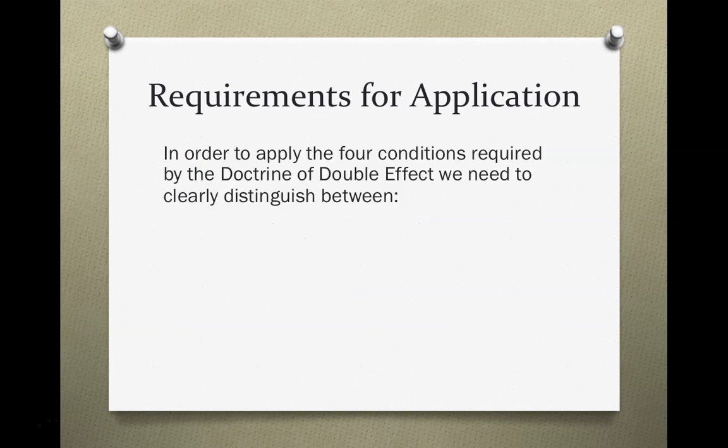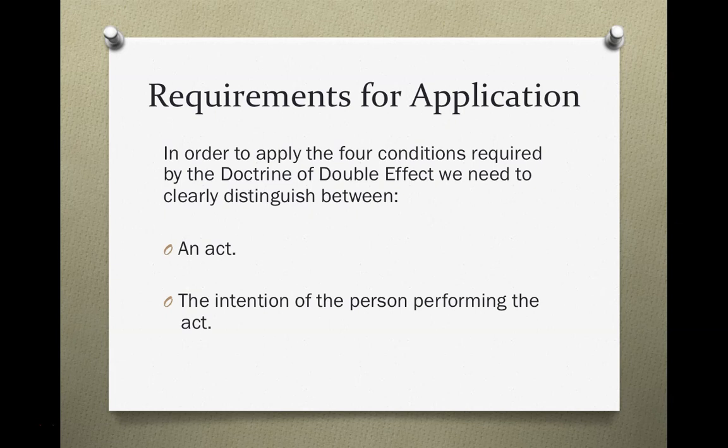So here are some requirements for application. In order to apply the 4 conditions required by the doctrine of double effect, we need to clearly distinguish between 3 things. We need to distinguish between an act, the intention of the person performing the act, and the 2 effects that the act causes. There can also be more effects, but for these examples, we're just going to focus on 2.